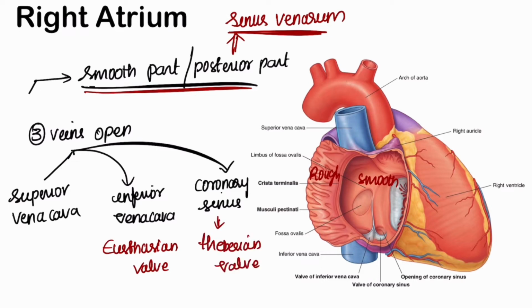Now let us look at them in the diagram. Here is the superior vena cava, which opens into the right atrium, and this is the inferior vena cava, which also opens into the right atrium, and here is the opening for the coronary sinus. The coronary sinus opening is present in between the inferior vena caval opening and the AV orifice. This is the AV orifice here.